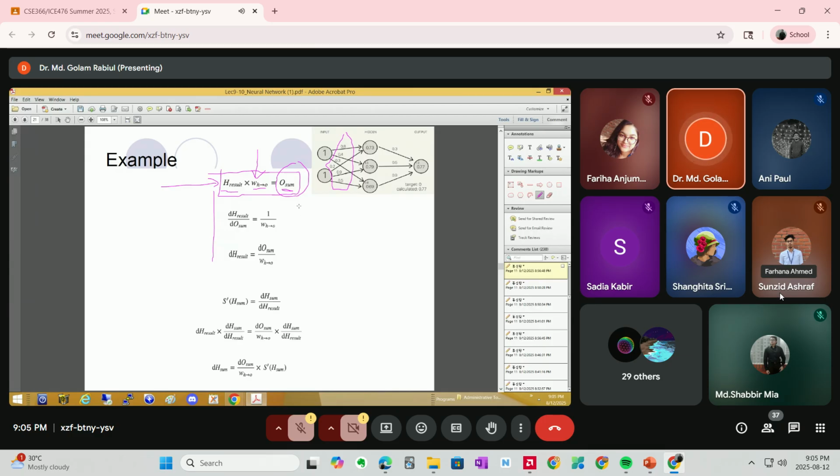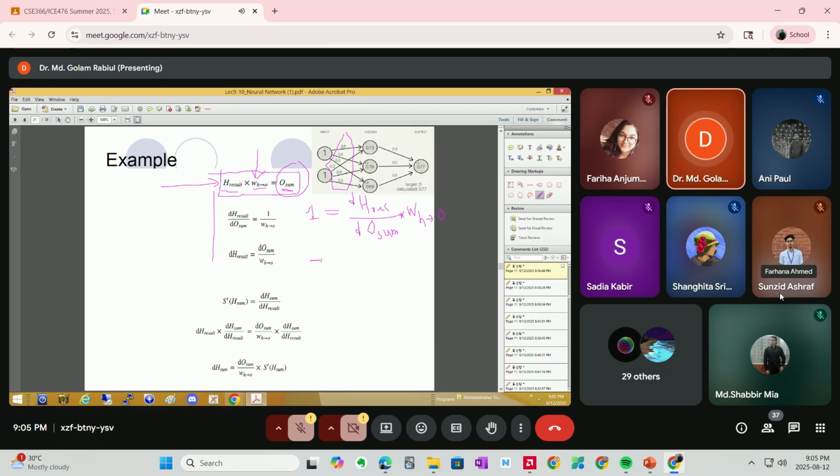Then what will be the values for that? So output sum, it means on the right hand side, we will get just 1, because we are taking the derivative with respect to output sum. Then 1 equals delta hidden results divided by delta output sum times our WHO. So we will get this equation.